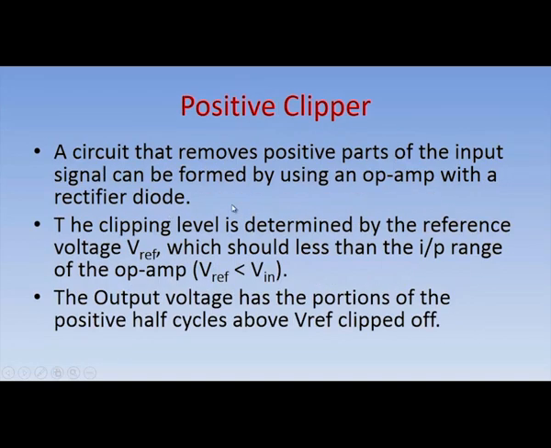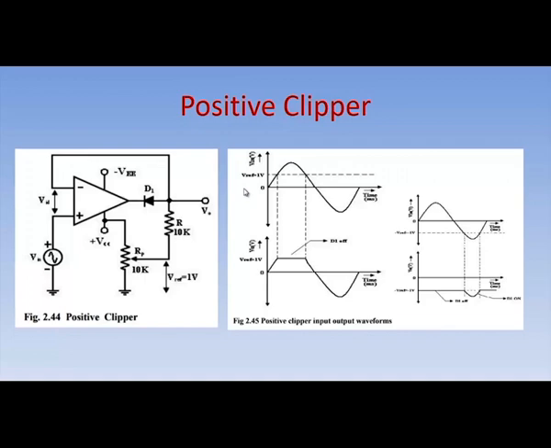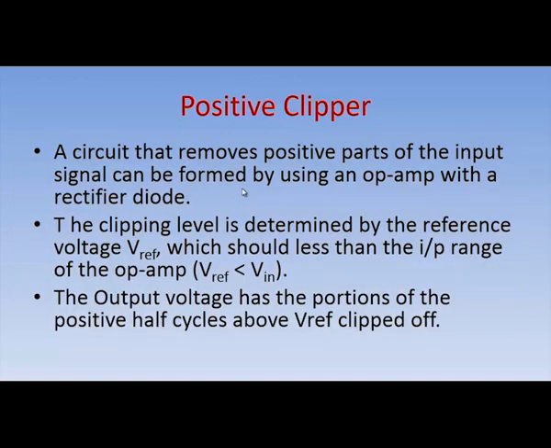In a positive clipper, the V reference is given as one of the input signals and the AC signal is given as another input signal. If the input signal is greater than the V reference, then the portion which is greater will be clipped off in the output signal. The signal above the V reference is clipped off in the positive clipper, and there is another clipper called a negative clipper, where the signal which is lower than the V reference will be clipped off.